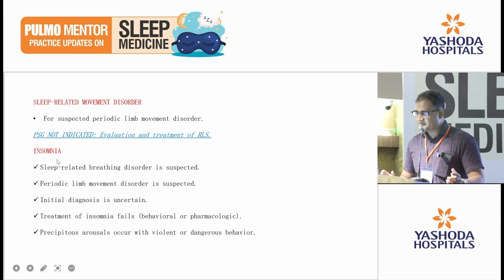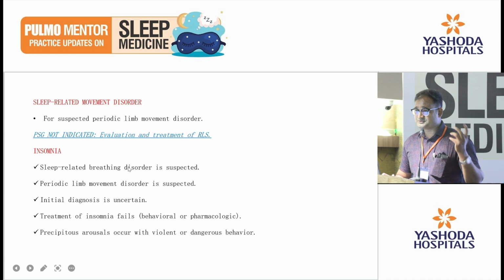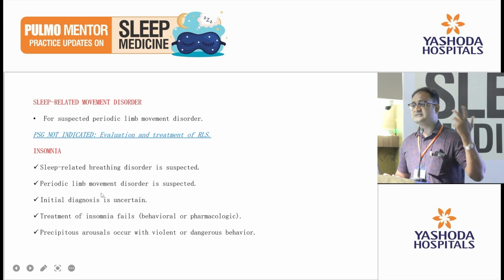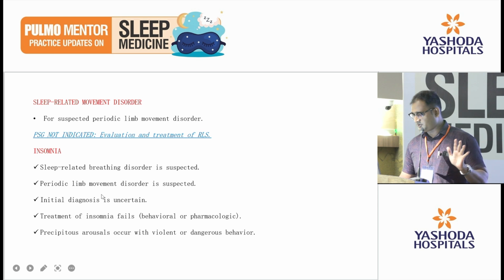Insomnia: if sleep-related breathing disorder is suspected, you have to go for polysomnography. PLMS is suspected, initial diagnosis is uncertain, treatment of insomnia fails, and precipitous arousal occurs with violent and dangerous behavior. If those symptoms are associated with insomnia, then you have to go for your level 1 polysomnography.